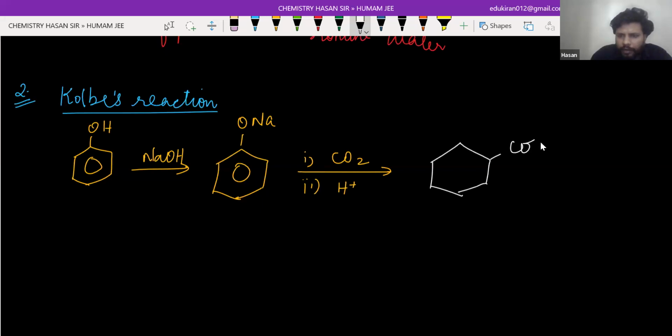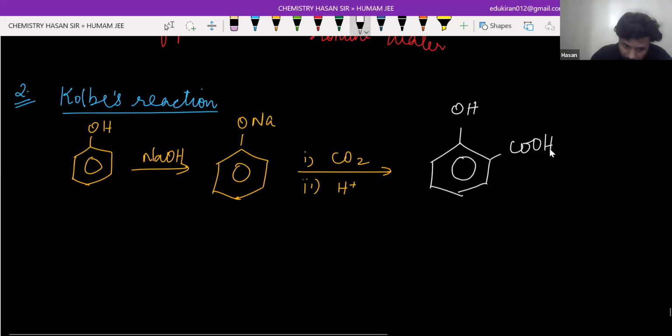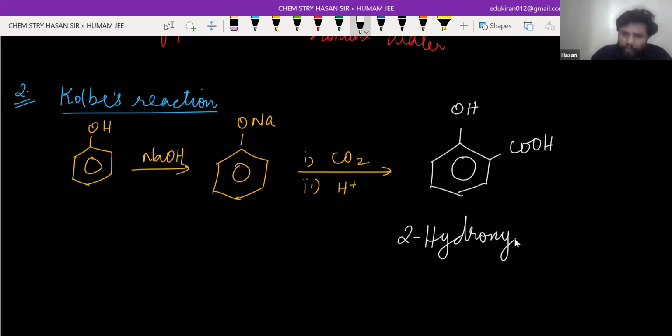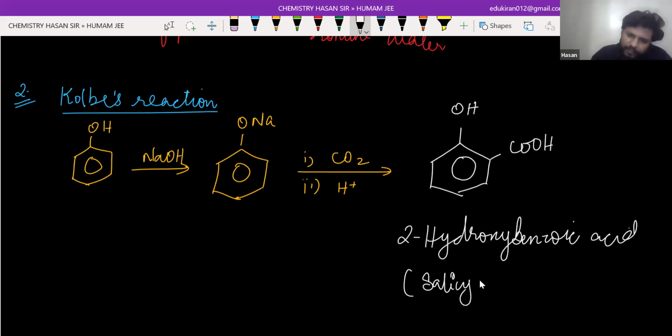It will be like this. And since in the next step you are going to do hydrolysis, H plus is there. So Na will be replaced by H, and there will be formation of COOH. So H plus is there, which will convert this into this, which has a common IUPAC name, 2-hydroxybenzoic acid, and it has a common name, salicylic acid.